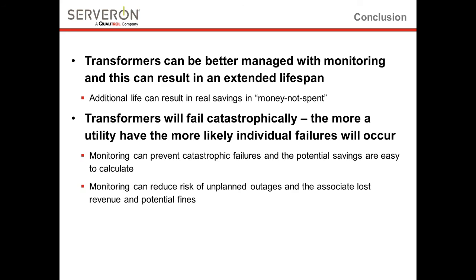Monitoring can also reduce the risk of unplanned outages and the associated lost revenue and potential fines that can occur, again by giving you insight into your equipment. And that's the final slide.